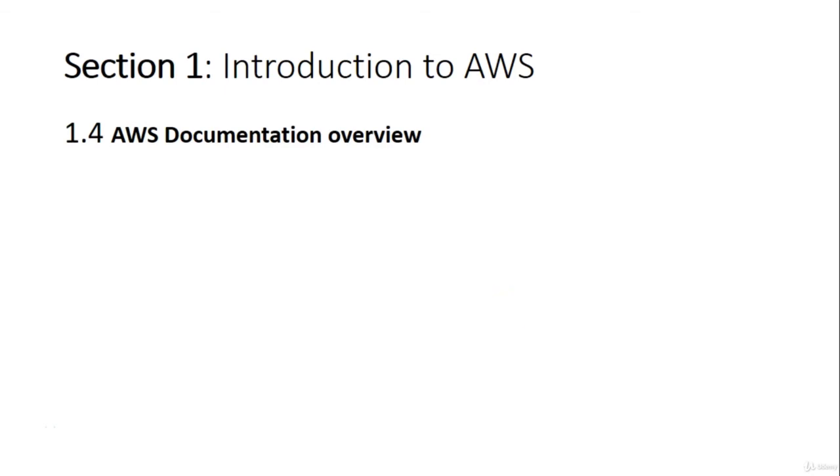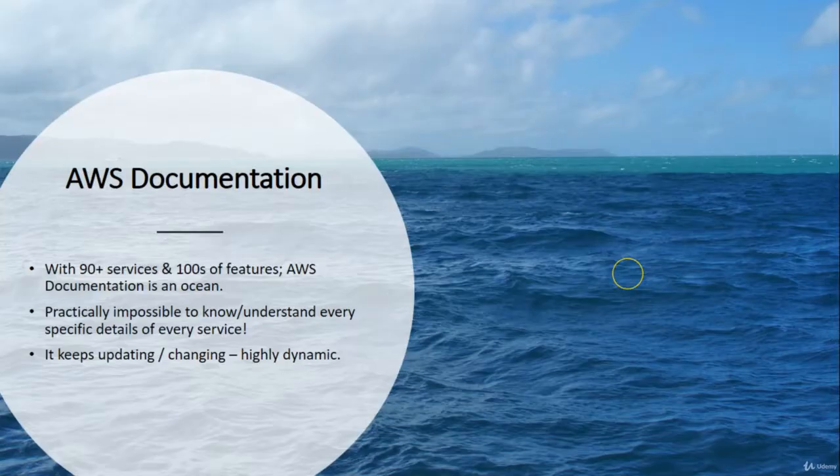Hello and welcome to the last lecture of section 1, AWS Documentation Overview. With 90 plus services and hundreds of features, AWS documentation is an ocean. It's practically impossible for anyone to know and understand every specific detail of every service in AWS. And documentation as well as services and features keep updating and changing. They are highly dynamic in nature.